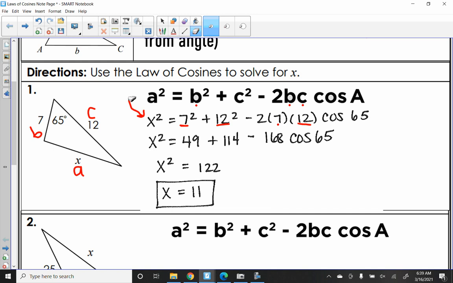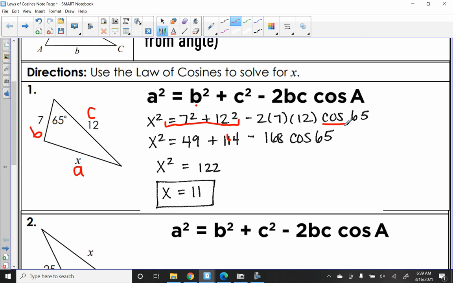Okay, so hopefully, this first one, I'll go kind of slow in explaining it. So we have x squared equals 7 squared plus 12 squared. Like I said before, I like to separate them at the minus sign. So I like to do 7 squared plus 12 squared, and I'll get that number, which is 49 plus 144, minus all this, 2 times 7 times 12 times cosine 65.